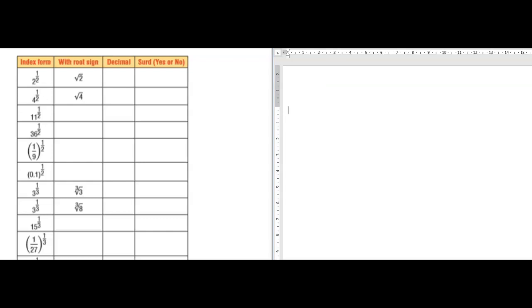Okay, so a base to the power of a half is the same as taking the square root of that base. So here we've got 2 to the power of a half, which is the same as the square root of 2. What it's basically saying is, if you put that into the calculator, are you going to get a whole number or a decimal?